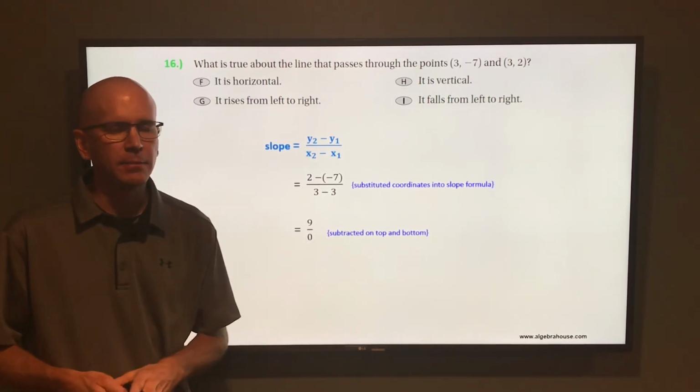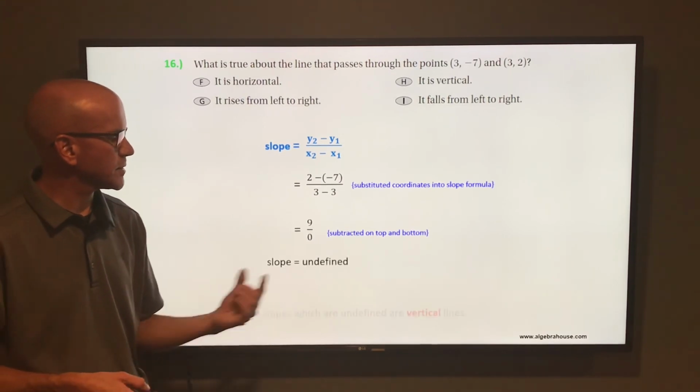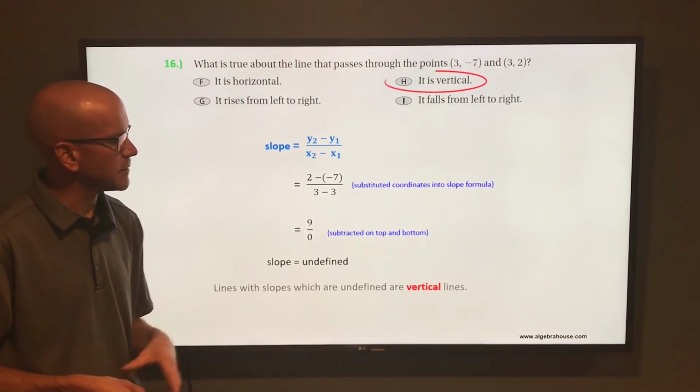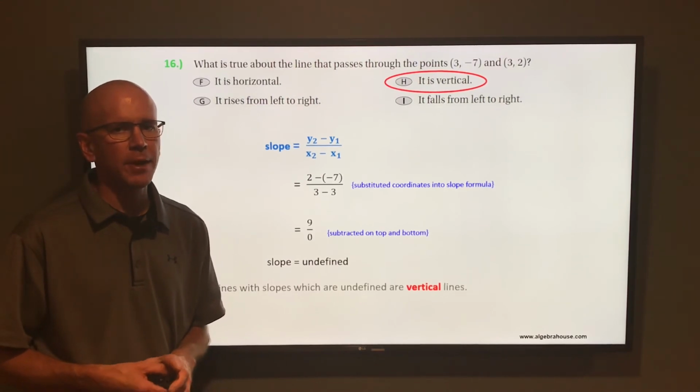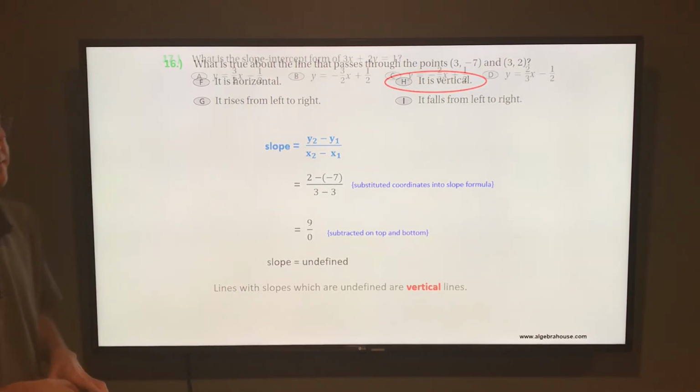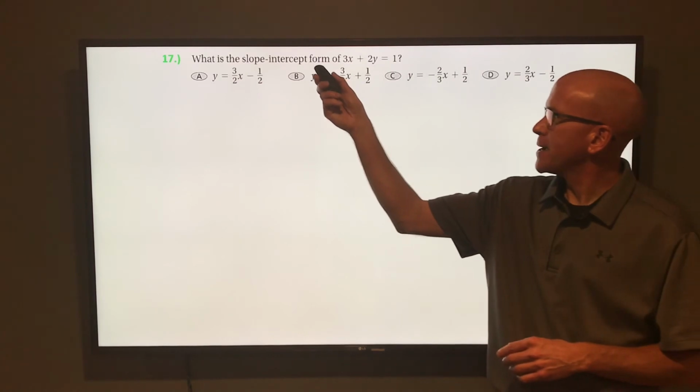You can't divide 9 by 0, it's undefined. So with the slope that's undefined, that means it's a vertical line. All vertical lines have a slope that is undefined. Letter H. What is the slope-intercept form of 3x plus 2y equals 1?